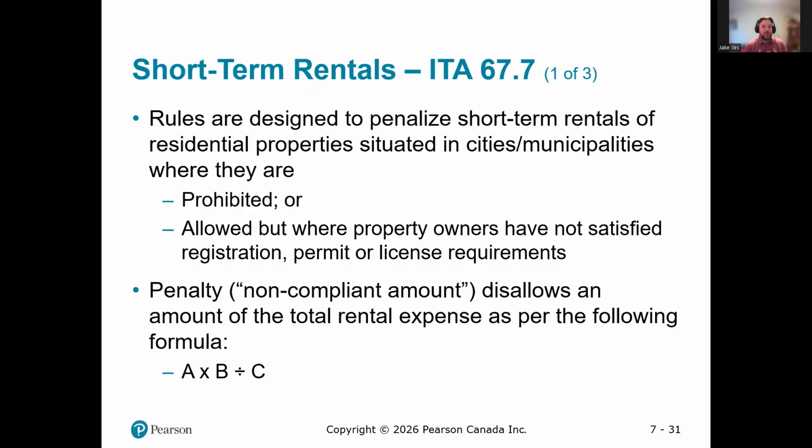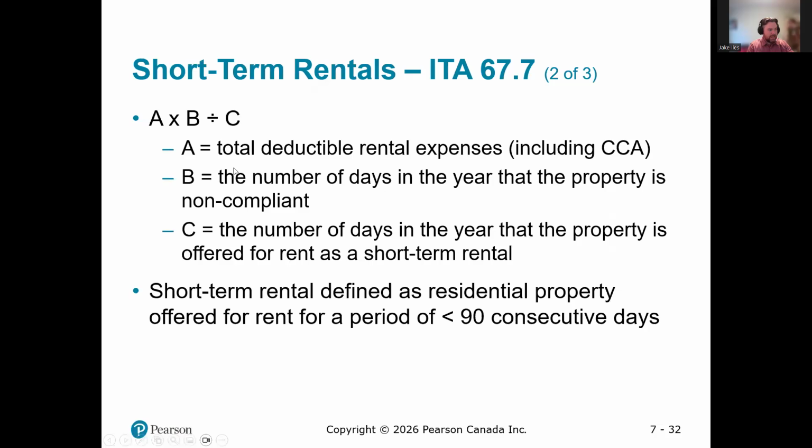So, individuals who are collecting rental income from Airbnbs in areas where they're not supposed to be will be limited in the expenses they can deduct against the income. So the penalty is they cannot claim rental expenses for the non-compliant portion of their income. So that formula is A times B divided by C. B is the number of days in the year the property was non-compliant. C is the number of days that the property is offered as a short-term rental.